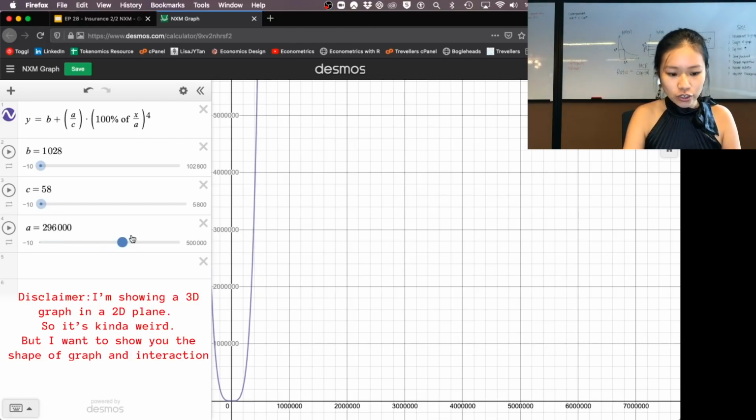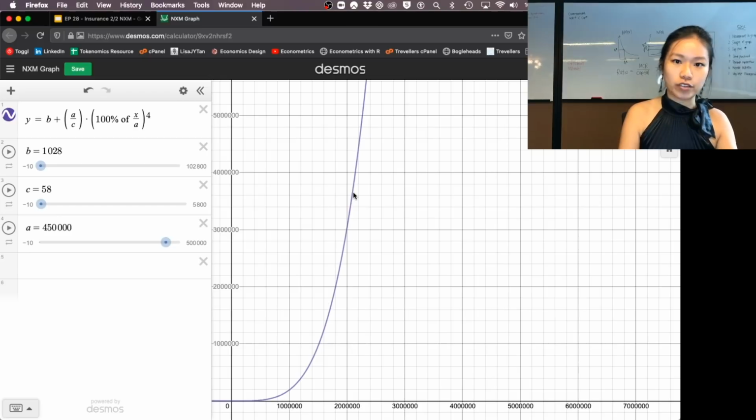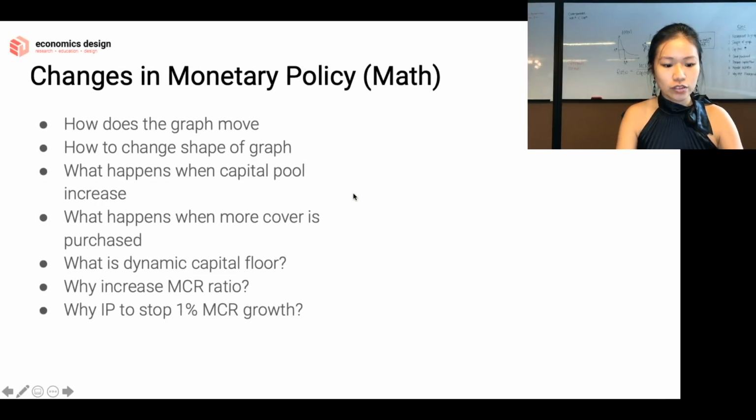So long story short, more capital, more gentle the curve, which is better for trade or better for pricing, because the price of the next token is not that much different than the price of the previous token. So in general, that's how the shape of the graph changes. Now, let's look at what happens when the capital pool increases. And let's go to the whiteboard.